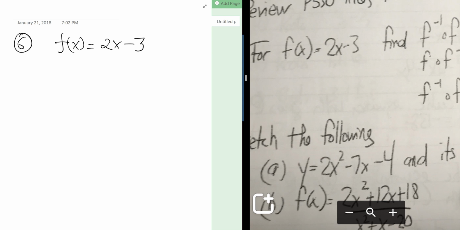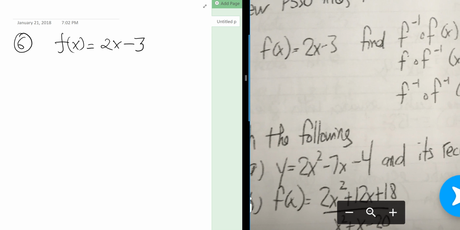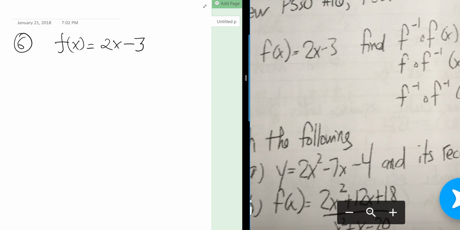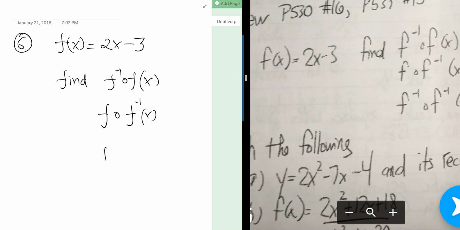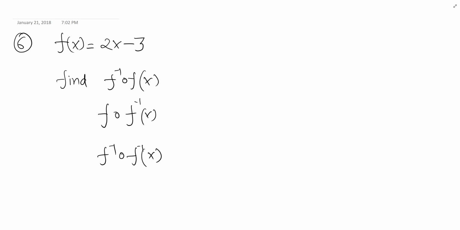Okay. So you found the inverse of that. We have to find f inverse of x, and then f of f inverse, and f inverse of f inverse. So 3 different functions, that's what we have to evaluate.